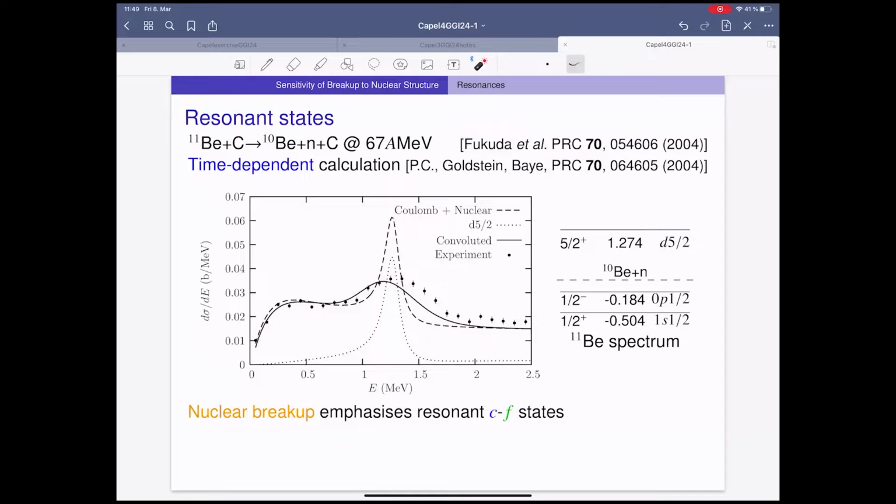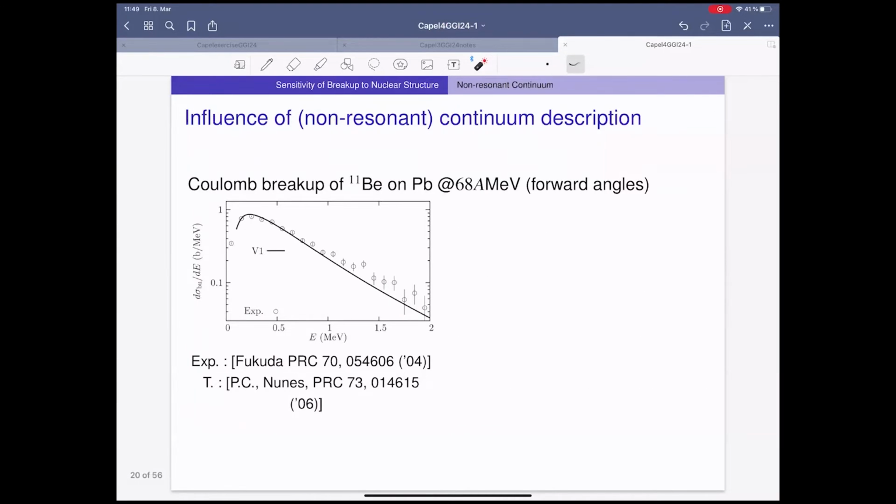What about non-resonant states? Once again, with Philomena, we started working on trying to understand. That was a bet, actually, because I presented some of the results and she said, I don't believe you. And I said, okay, fine, let's do a bet. She did a CDCC calculation. I did my time-dependent method. This is once again the data of beryllium-11 on lead, in a log scale. I don't know why we did that. It doesn't look good anyway.